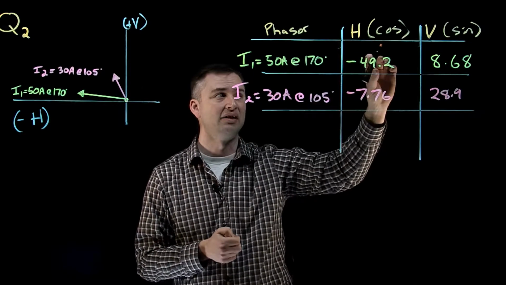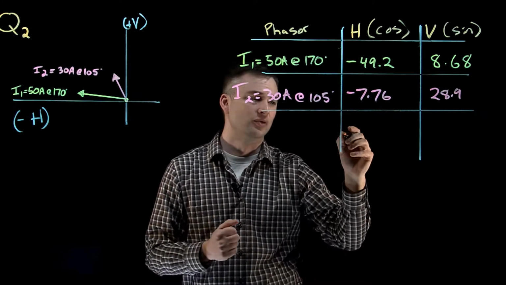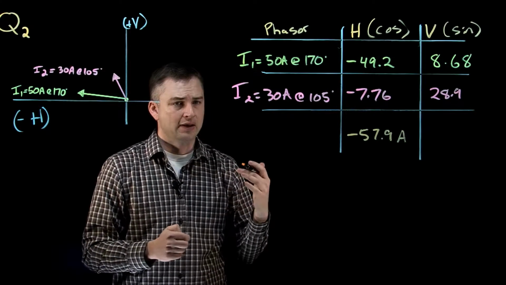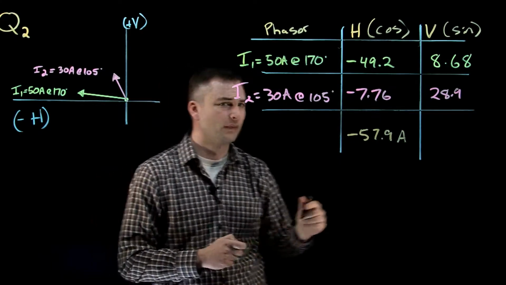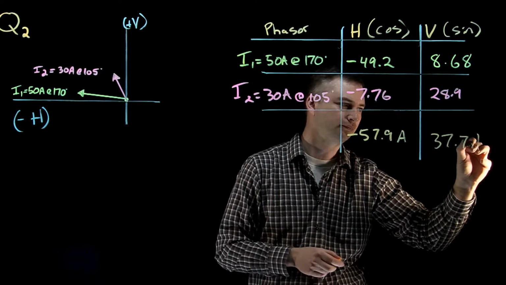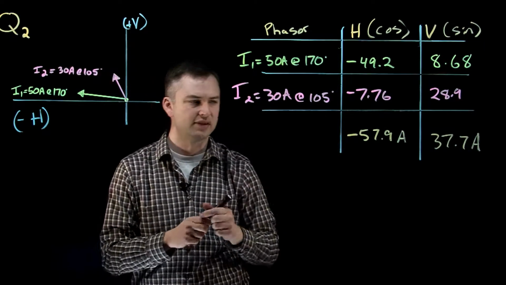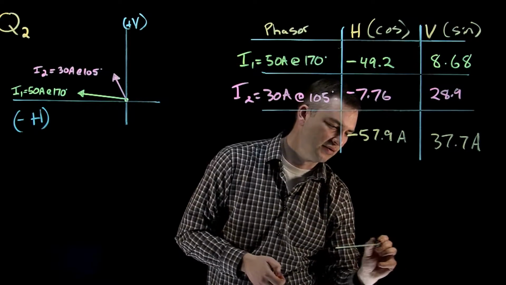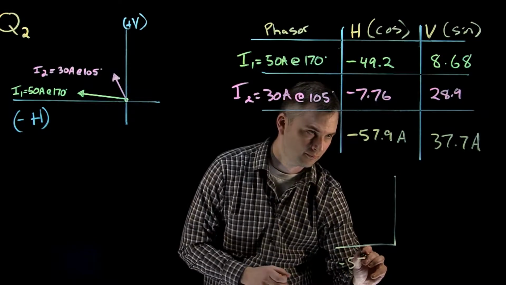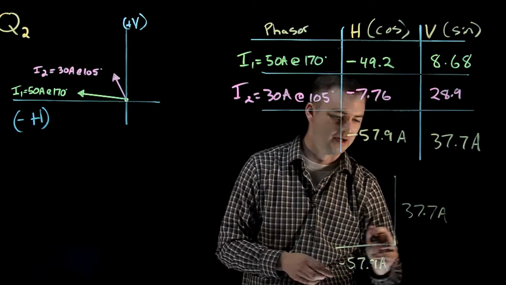We're going to take negative 49.2 and add it to negative 7.76, so we get negative 57.9. We're going to take the verticals and add them together: 8.68 plus 28.9 is 37.7. There we have our two new components of our resultant phasor, which is I total. We basically solved for a new triangle, and we have 57.9 amps on the base and 37.7 amps on the vertical.